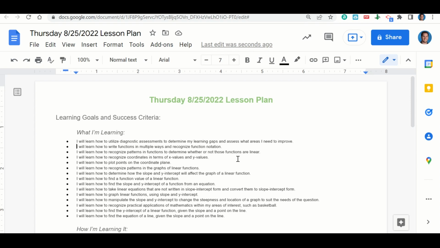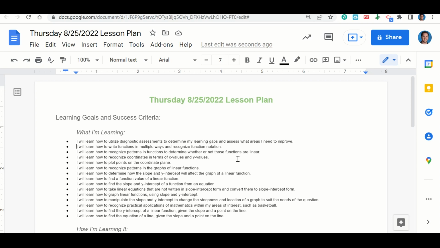How to take linear equations that are not written in slope-intercept form and convert them to slope-intercept form. How to graph linear functions using slope and y-intercept. How to manipulate the slope and y-intercept to change the steepness and location of a graph to suit the needs of the question. How to recognize practical applications of mathematics within your areas of interest, such as basketball.